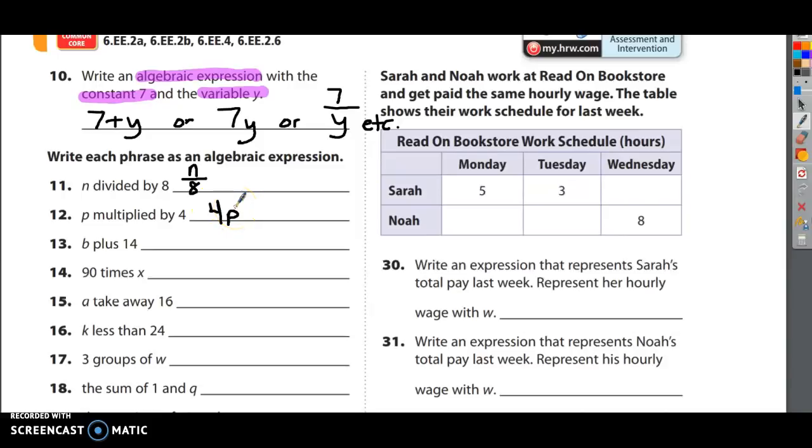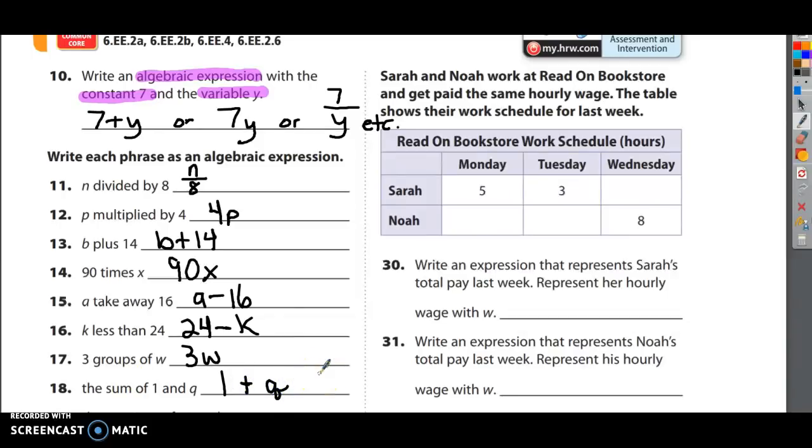B plus 14, the order does not matter on addition problems, so we can write b plus 14. 90 times x means 90x. A take away 16, a is the bigger value, and we're going to subtract 16 from it. K less than 24, this is actually going to be backwards. It kind of says K is less than 24, and since K is less than 24, it's being subtracted from 24, so 24 has to go first. That's important. 3 groups of W is a multiplication problem, 3 times W. The sum of 1 and Q is 1 plus Q.